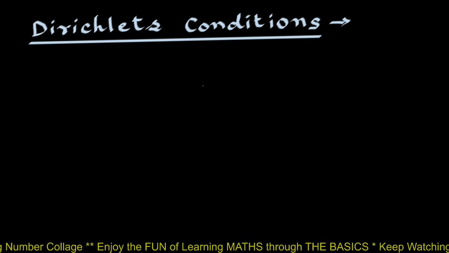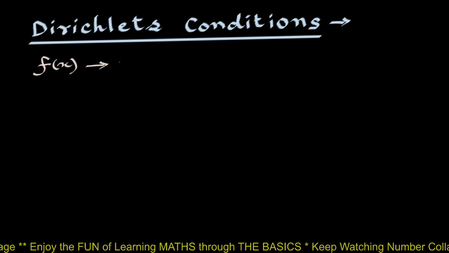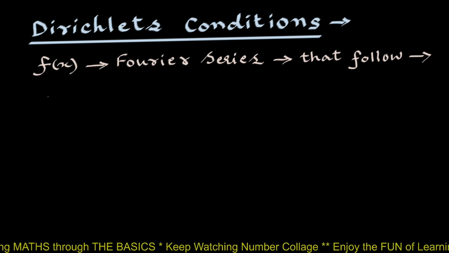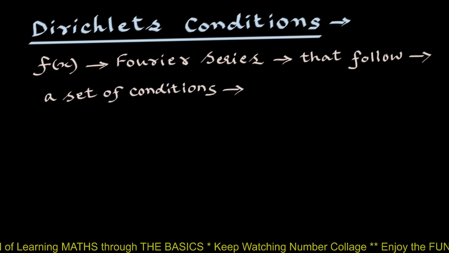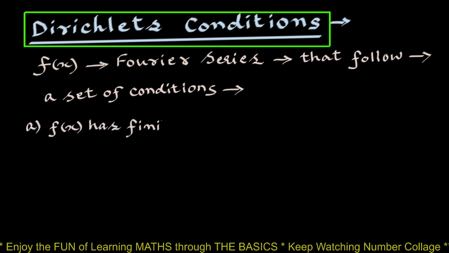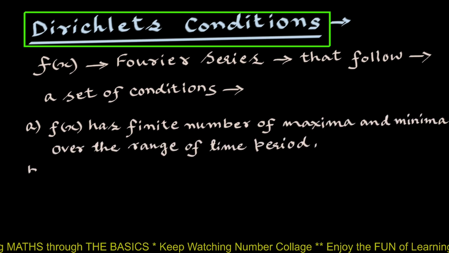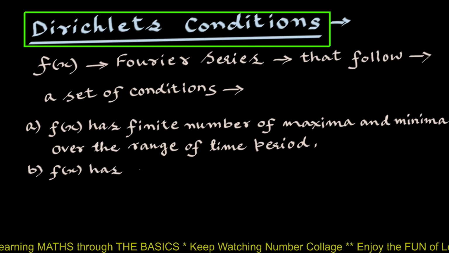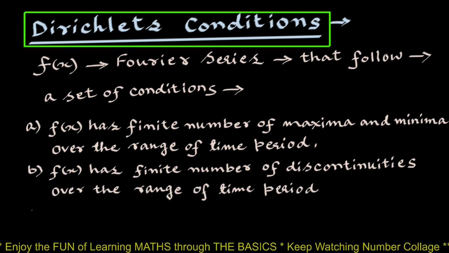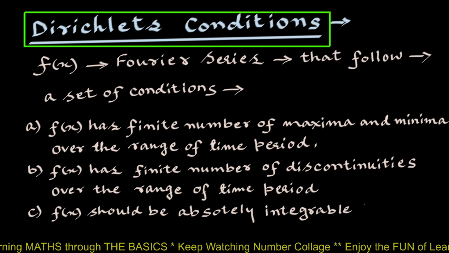It should be noted that not all the functions f(x) can be expanded in the form of Fourier series, but only those functions that follow a set of conditions known as Dirichlet's conditions. What are those conditions? Number 1, f(x) has finite number of maxima and minima over the range of time period. Second, f(x) has finite number of discontinuities over the range of time period. And thirdly, f(x) should be absolutely integrable over the range of time period.